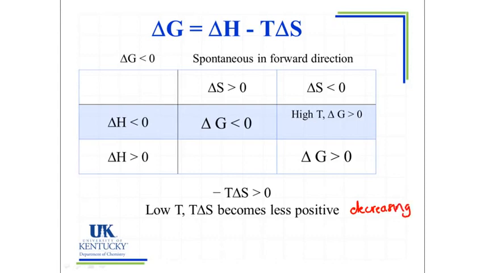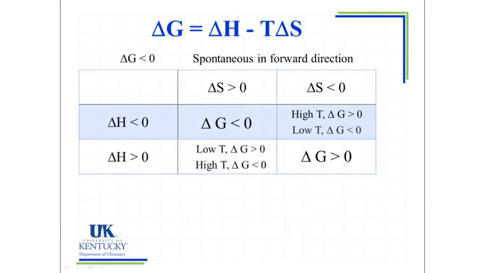And so when I compare that to the negative delta H value, it's not going to be enough to compensate for that. And as a result, the delta H overrules the delta S term. And because of that, we end up with a delta G that's less than 0, because the value of the delta H was more negative than the T delta S term was positive. So at low T, delta G is less than 0, and therefore it will be spontaneous in the forward direction.